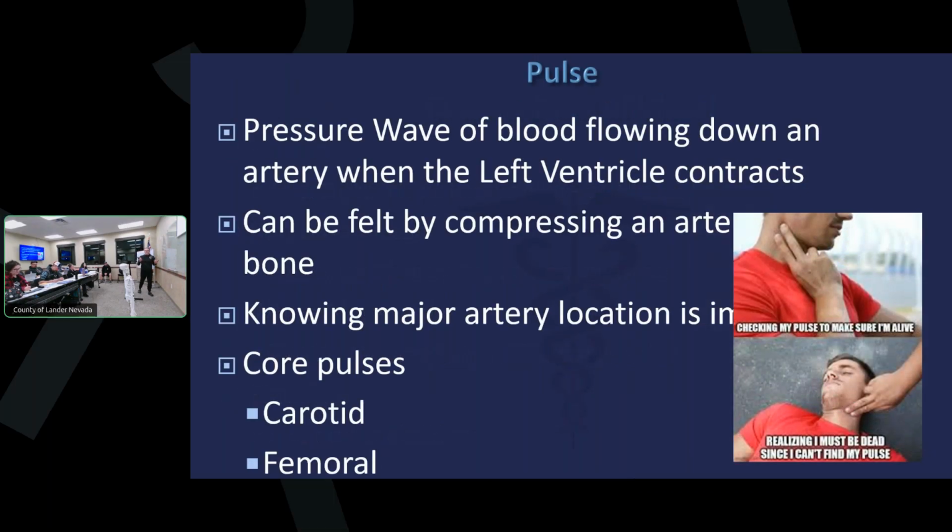So our pulse is the pressure wave through the artery. That's what you're feeling whenever you're feeling for a pulse. We already know that's like compressing an artery to the bone, and then knowing where our major arteries are. Whenever we talk about core pulses or central pulses, we're talking about carotid or femoral. We already talked about that. So anytime someone's unconscious, that's the first thing you're going to do, is feel for a carotid pulse.